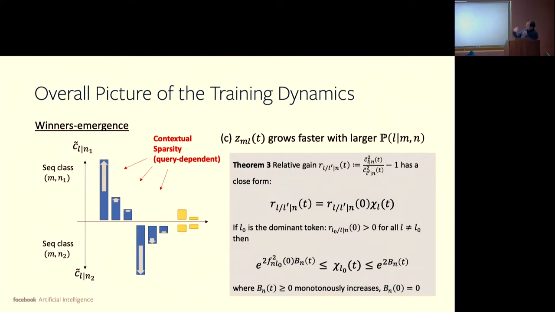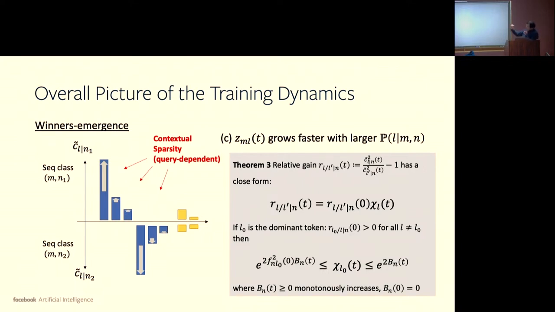Right? So over time, you're going to see maybe one or two where it stands out, and this is the reason why you see attention become sparser and sparser during the training. And the reason we are calling this contextual sparsity is that this depends on the query.